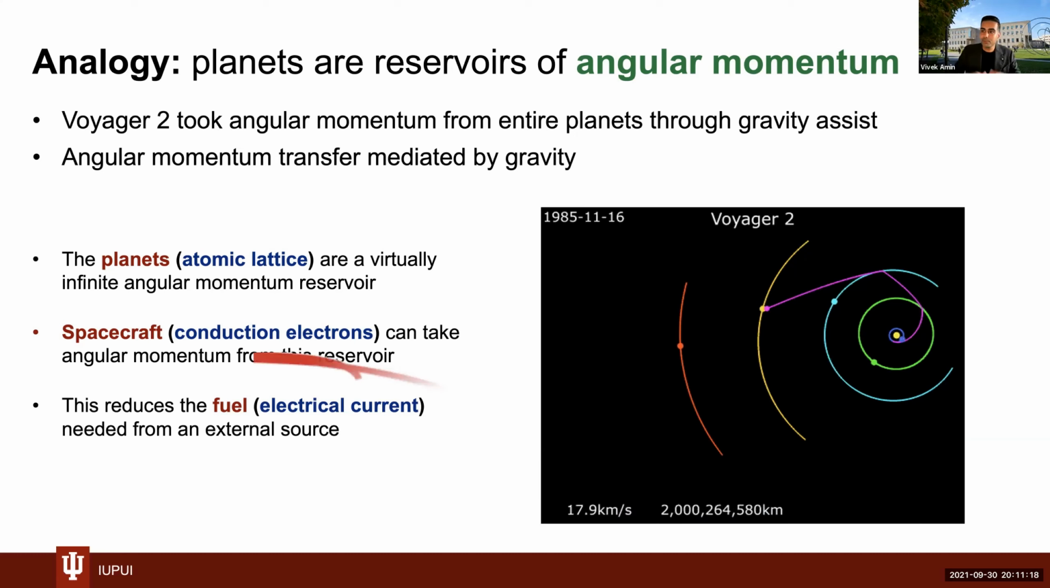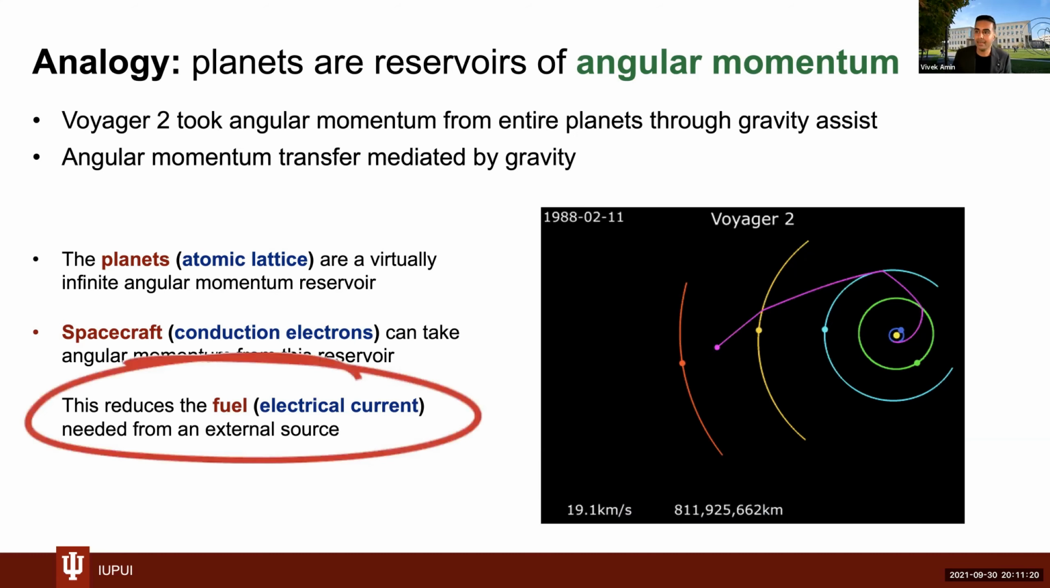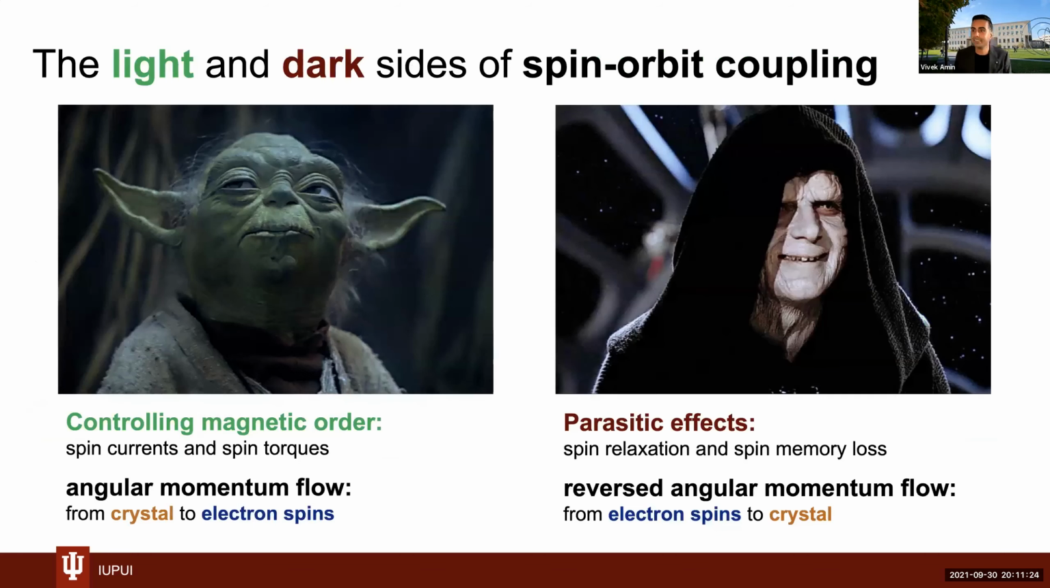So I've given a rosy picture of spin-orbit torque, and I don't know if there are any Star Wars fans in the audience, but there is a light and a dark side to spin-orbit coupling. The light side is that you're controlling magnetic order through spin currents and spin torques, and that arises from an angular momentum flow from the crystal to the electronic spins. But it goes both ways.